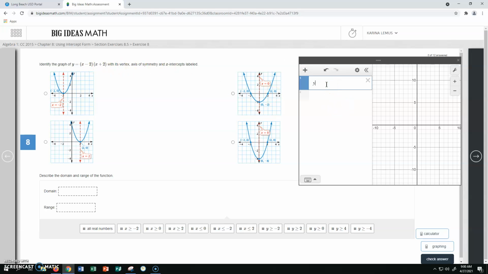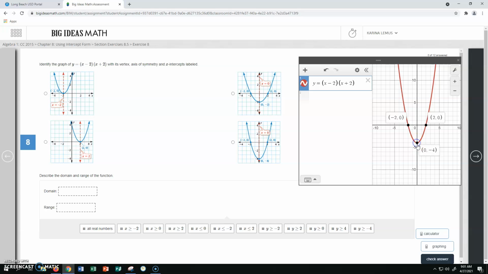So you would type in y is equal to x minus 2. Right, so far that's a line, but put in another one, x plus 2. And there you go. Here is a parabola, and negative 2 comma 0, 2 comma 0. And it looks like it's both of these, so we need to figure out which one it is.